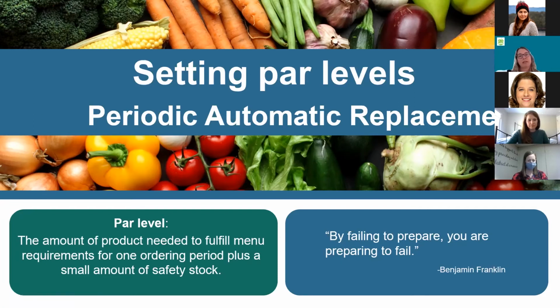We're going to go through an activity for practicing setting a PAR level, but we do know that PAR levels can vary based on different circumstances: how often you get deliveries, maybe your vendor minimums. If you've got a school closure or vacation coming up, that's going to affect your PARs as well.